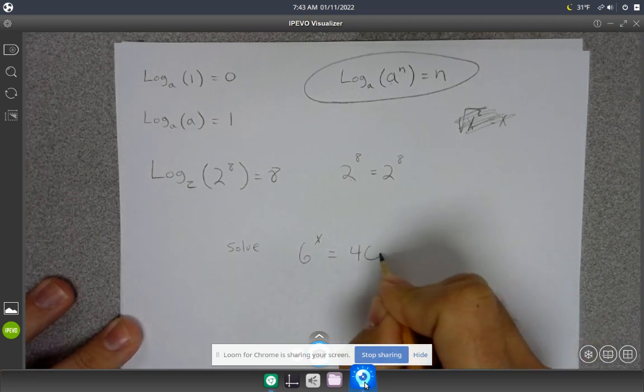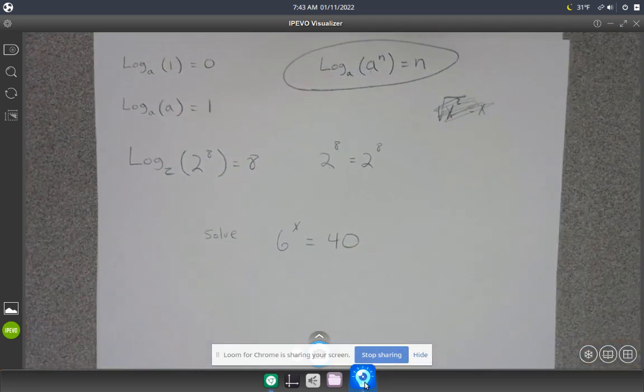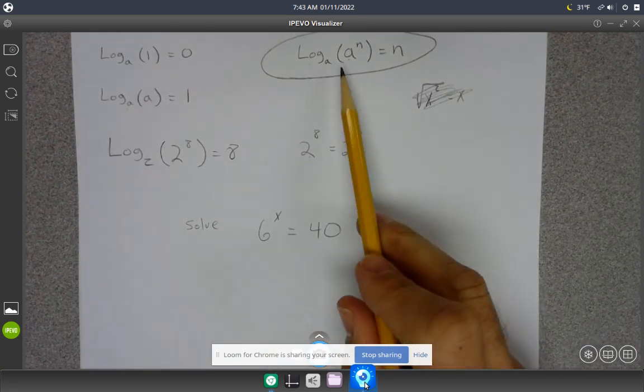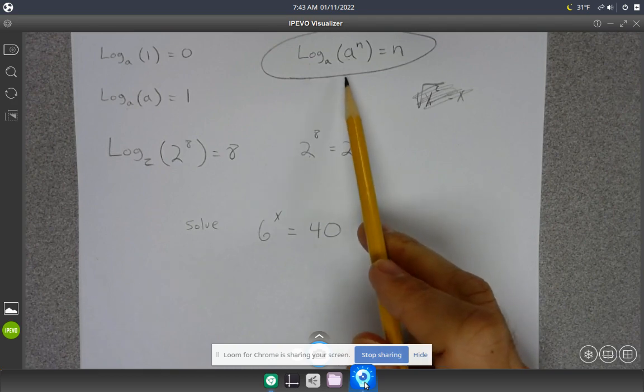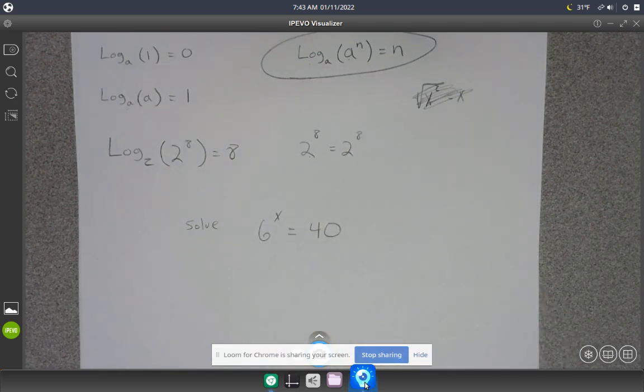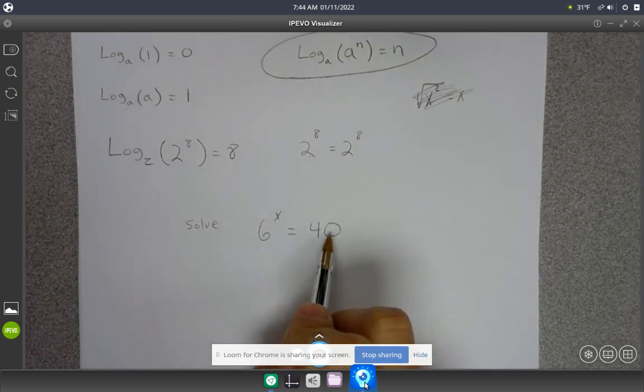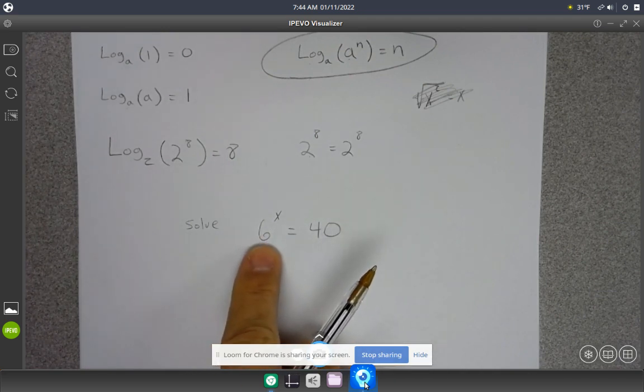We're going to do 6 to the x is equal to 40. All right, we'll look at this one here. So this is not like the ones that we've solved before where we were able to just rewrite them with the same base. I can't express the number 40 as some power of 6. But what I can do is use this little logarithm fact to figure out how to solve this. The scheme is I'm going to take the logarithm of both sides, base whatever the base is I have here.